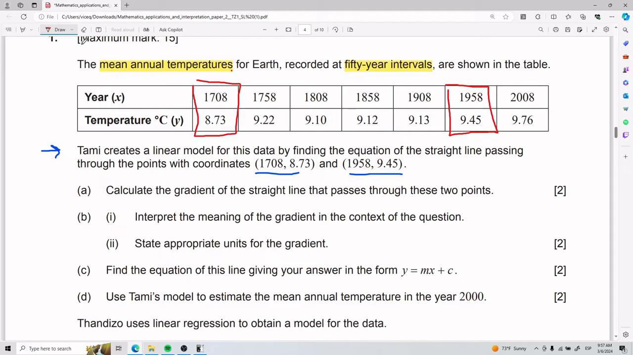Now, first things first, a little bit of context. So notice that they find the equation of the straight line passing through those 2 points. See? And notice how the temperature goes changing. For example, from here to here, it went down just around 0.12. Then it went up plus 0.02. Here it went up plus 0.01. If it was a straight line, all of these numbers would be the same, but they're not. And so let's really understand what Tami is doing.